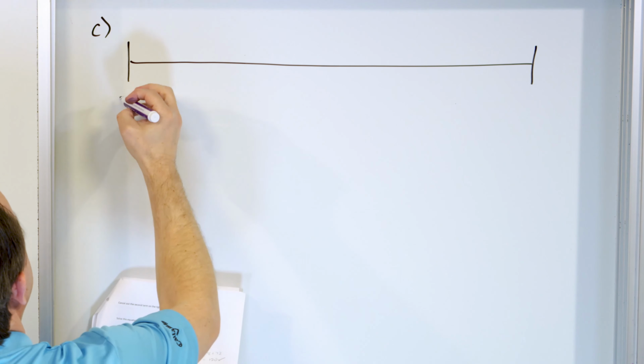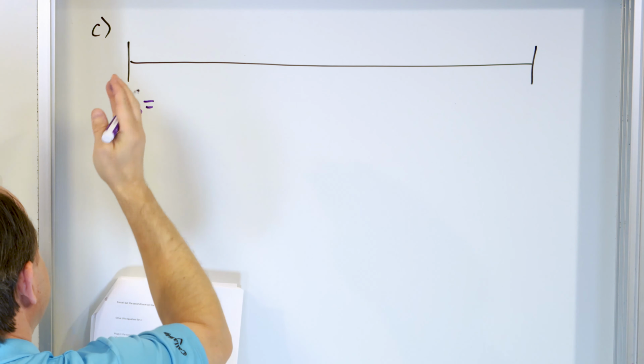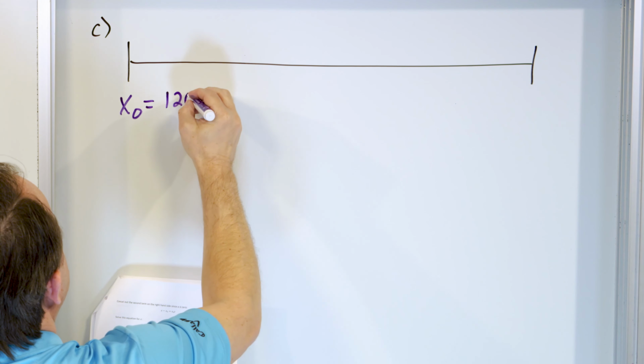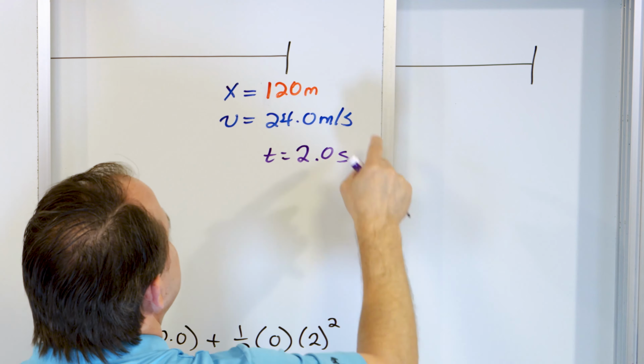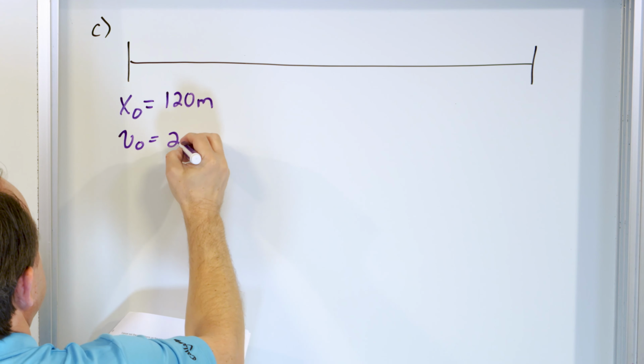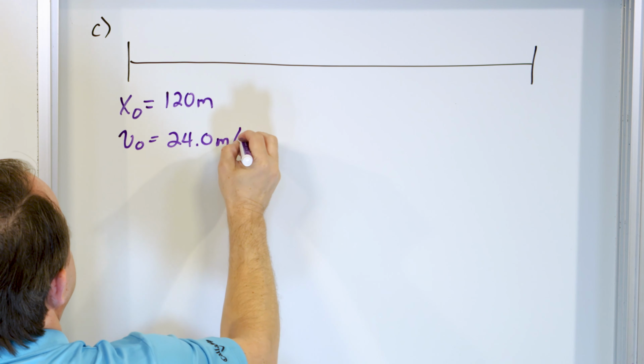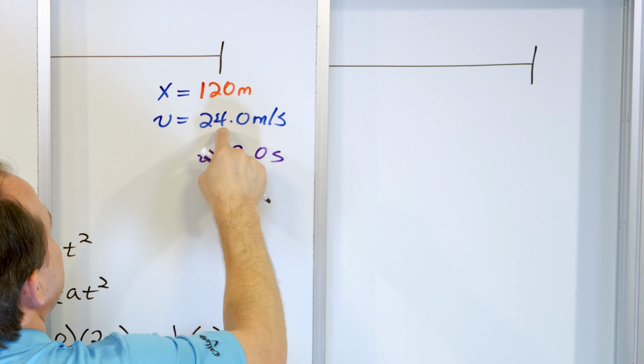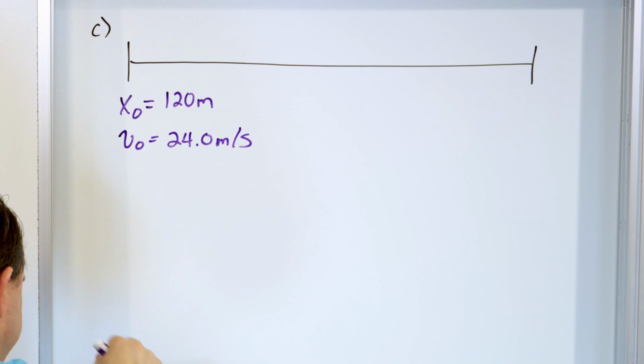What is the initial position once we start region 3? It's 120 meters away from the origin. That was the final position from before. The initial velocity is given as 24.0 meters per second. Same exact reason. It's because we ended up at the end of the other region there.